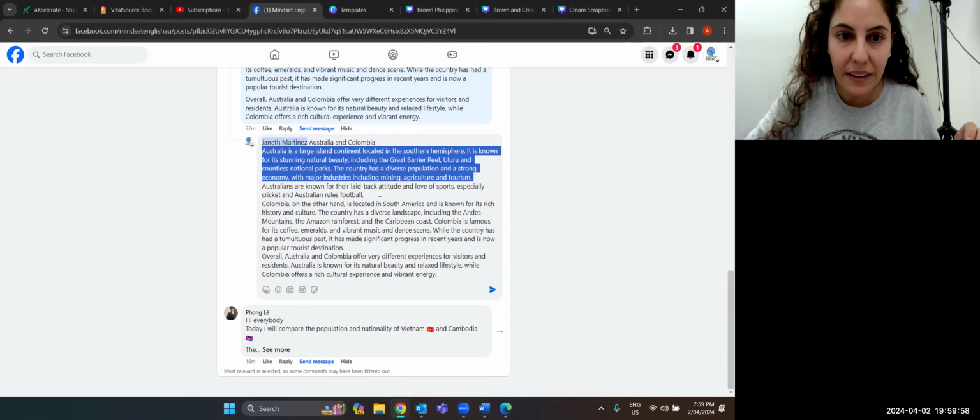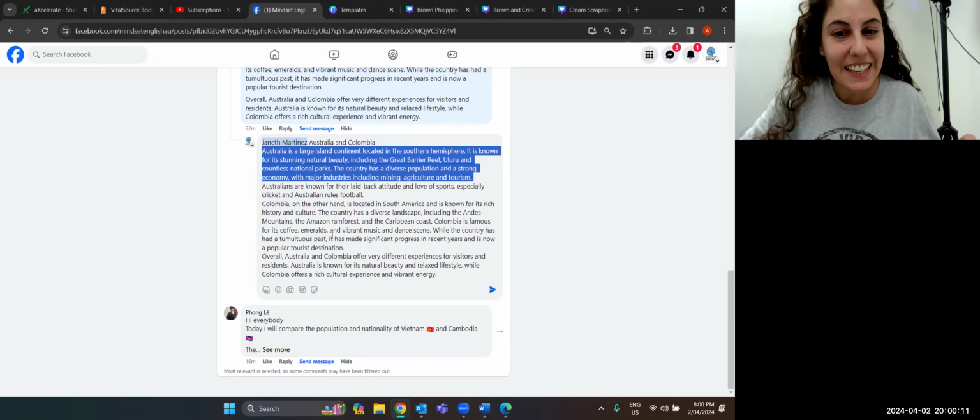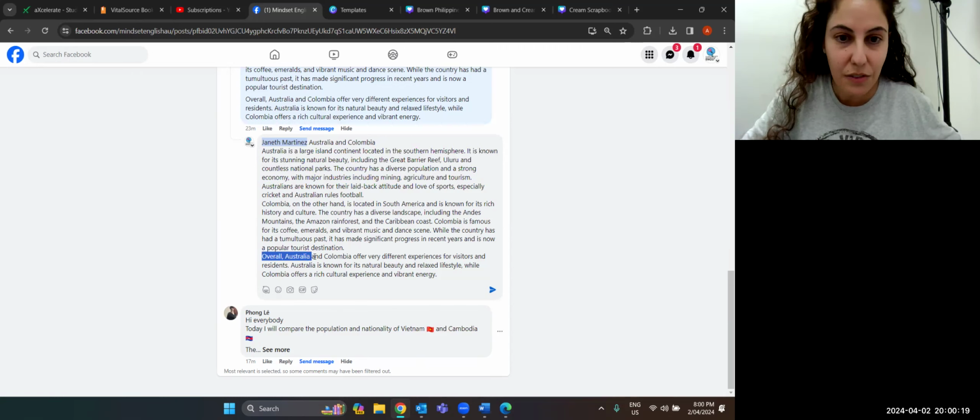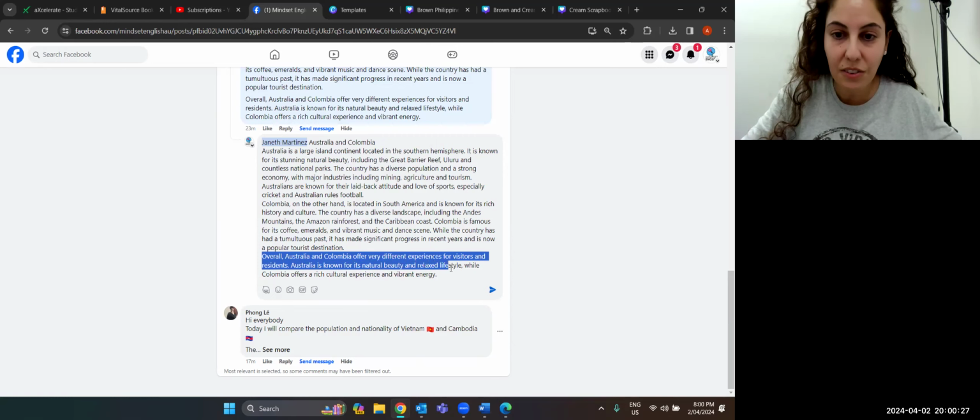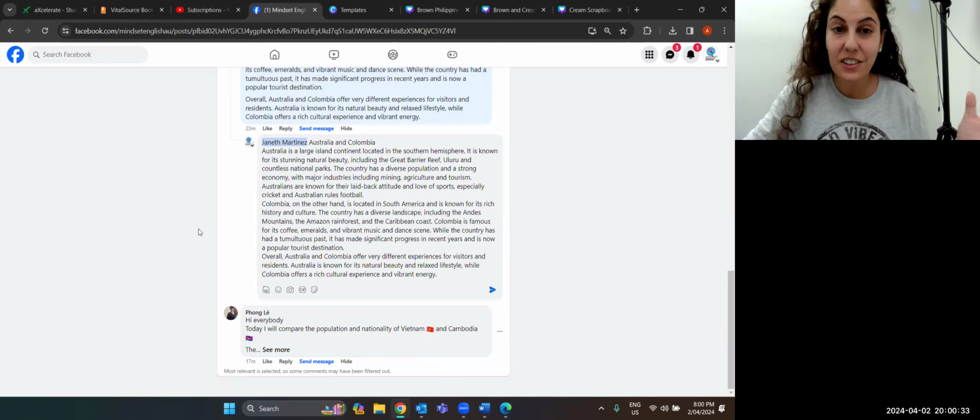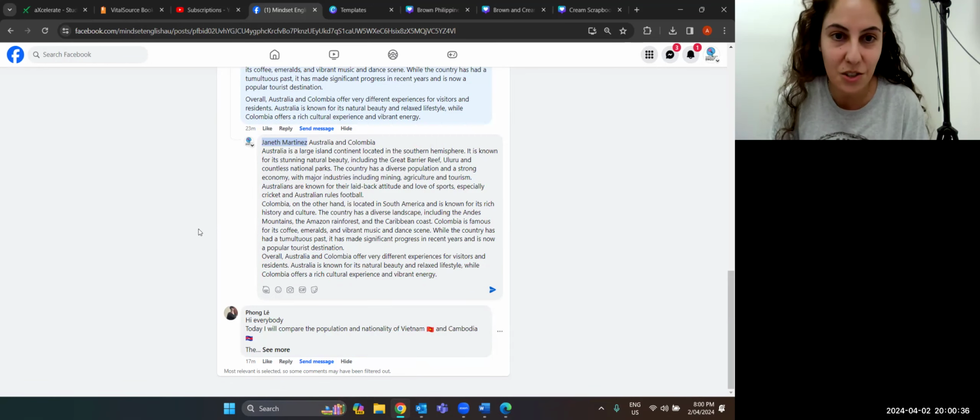Australians are known for their laid back, especially cricket. Colombians, on the other hand, is located in South America and is known for its rich, the country has a diverse landscape. So it is talking about comparing them, yes, but it's not really using comparative adjectives. Maybe this last one, overall, Australia and Colombia offer very different experiences for visitors and residents. Australia is known for its natural beauty and relaxed lifestyle, while Colombia offers a rich cultural experience. Okay, so really good, but it wasn't really comparing the two.